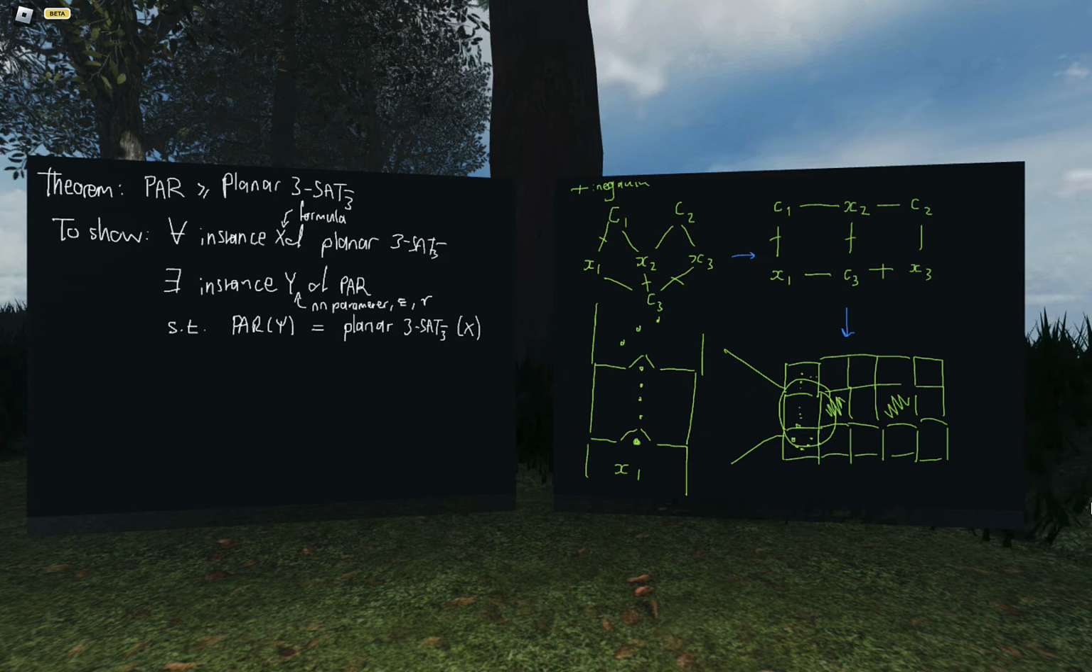And the upshot is that if you carefully set up the system of points, you can set it up so that you give it some budget of units. You're going to be able to merge the units in such a way if and only if there's a satisfying assignment to the formula.